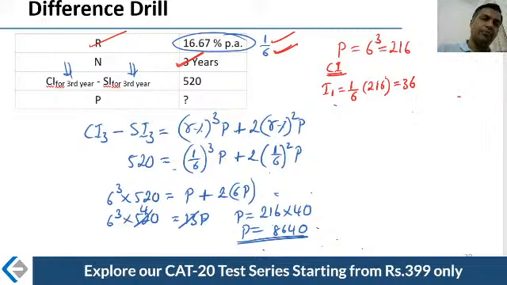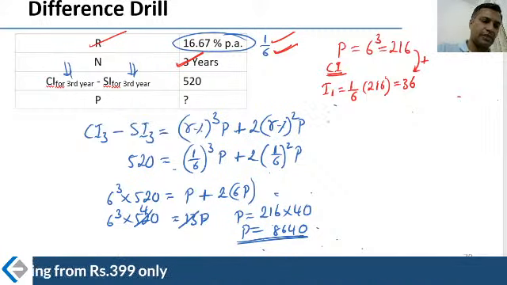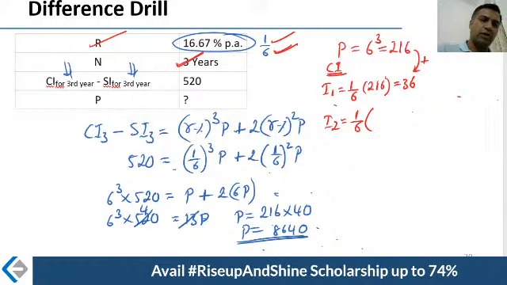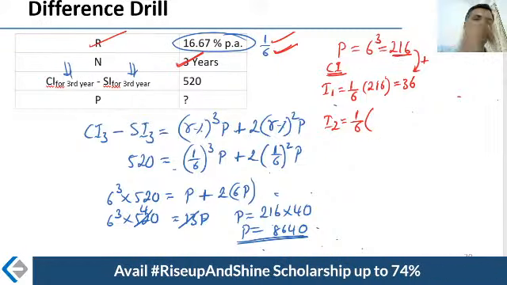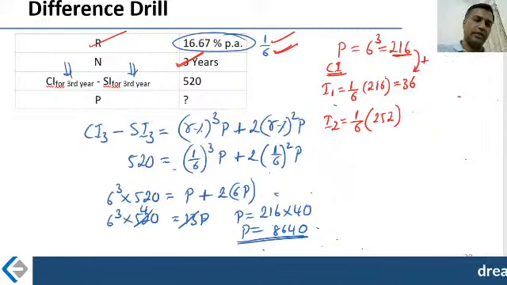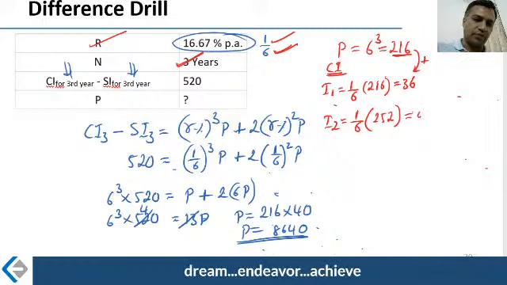Good. What is the principal for the next year? Add these two. That becomes the revised principal, because interest for the second year is also going to be 1 by 6 times, not the same number 216, but the revised principal. That is 216 plus 36, which becomes 252. Therefore the interest is nothing but 42 rupees.